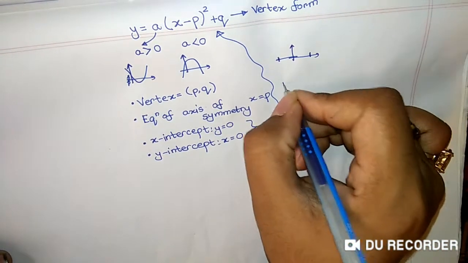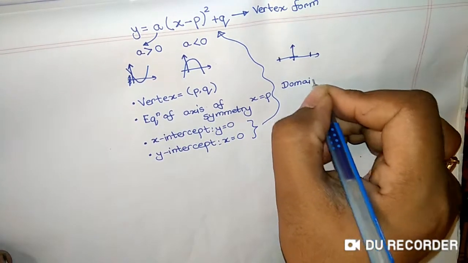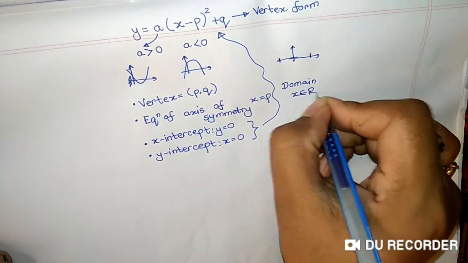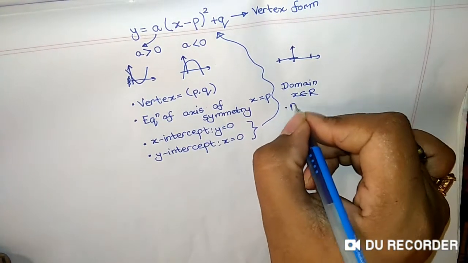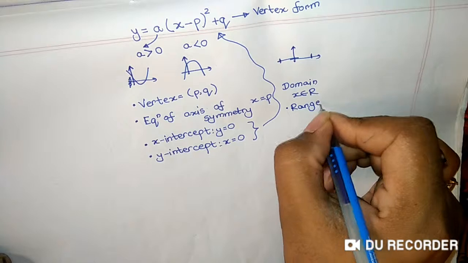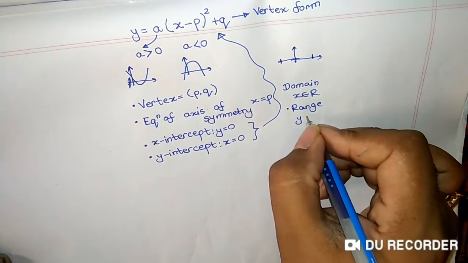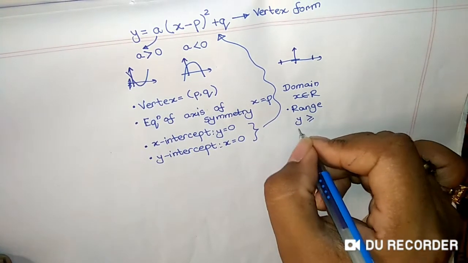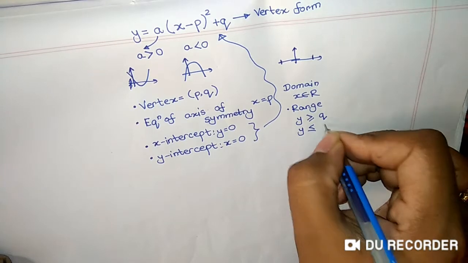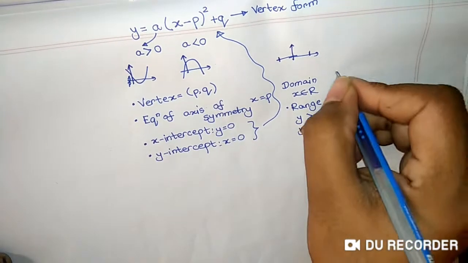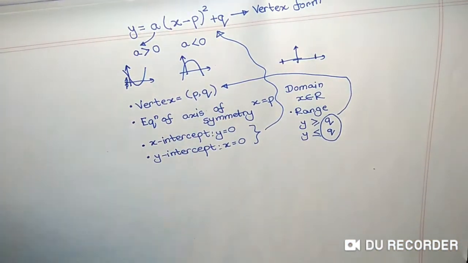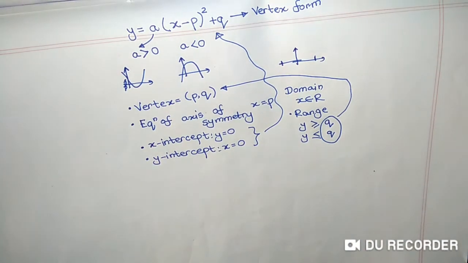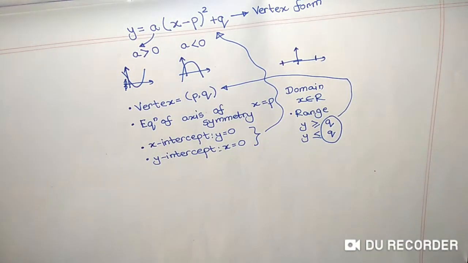Okay, so the domain is fixed, as we already know, where x is a function of all real numbers. And range, as I have already shown you, is the y value. It can be greater than, or the y value can be less than q. Q means the value of q in the vertex. Now these are the formulas that we need to know, and now we are going to see a problem based on this.